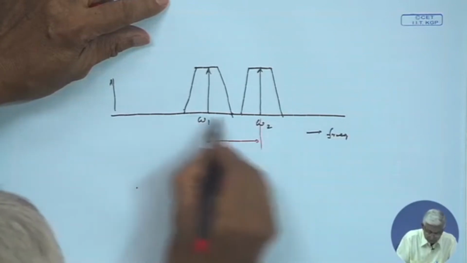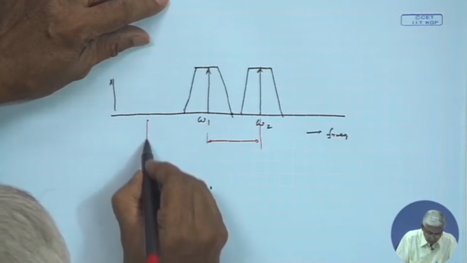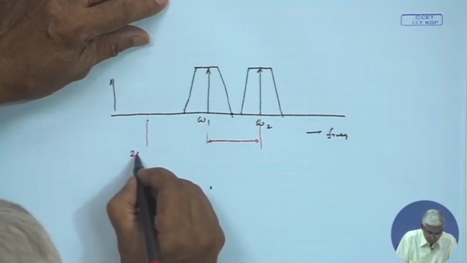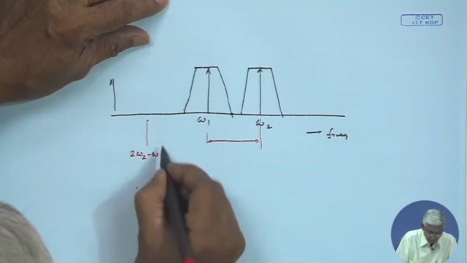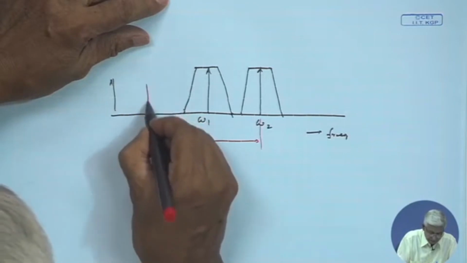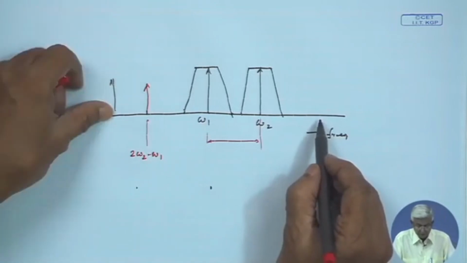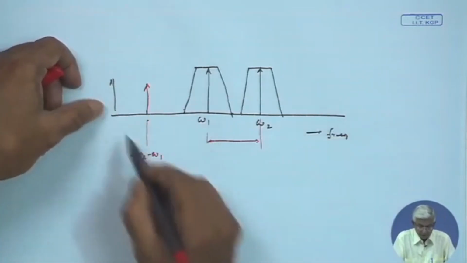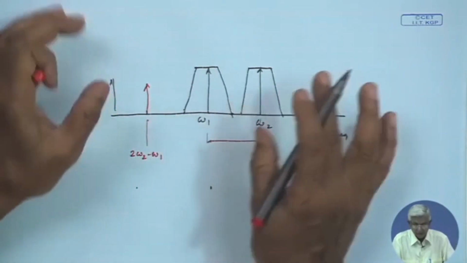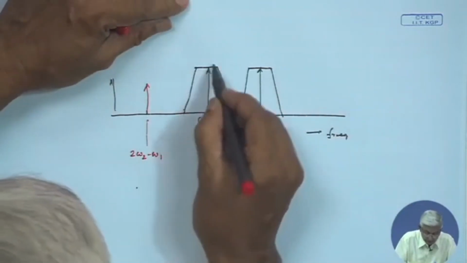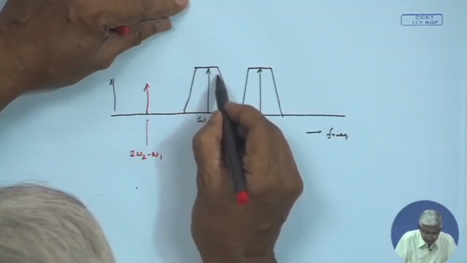So, your omega 2 minus omega 1 will fall somewhere here. Depending on the transponder bandwidth, it may fall within the transponder bandwidth. That is one problem. When they are modulated, there are other frequency components coming.